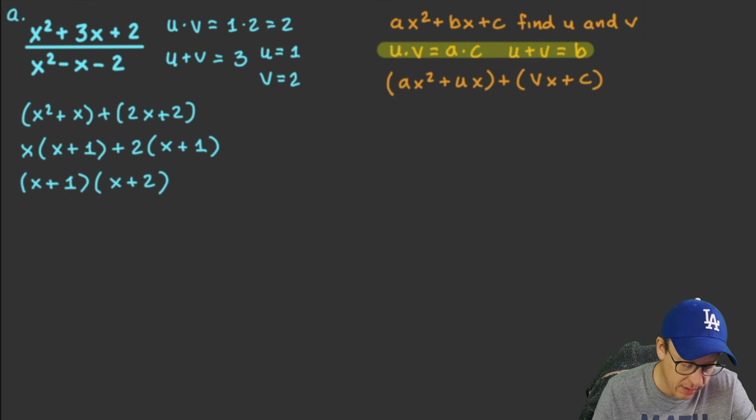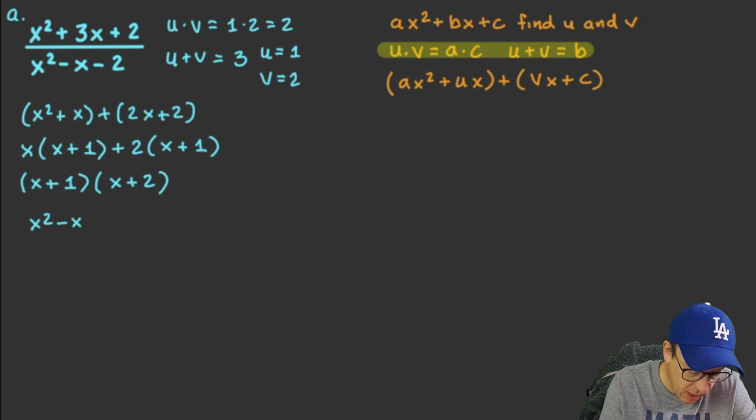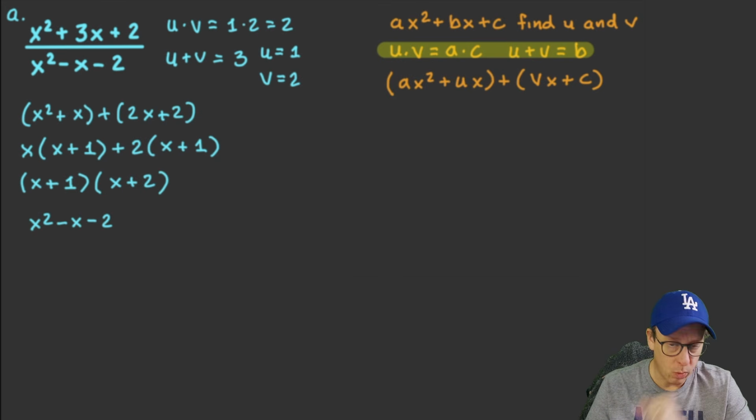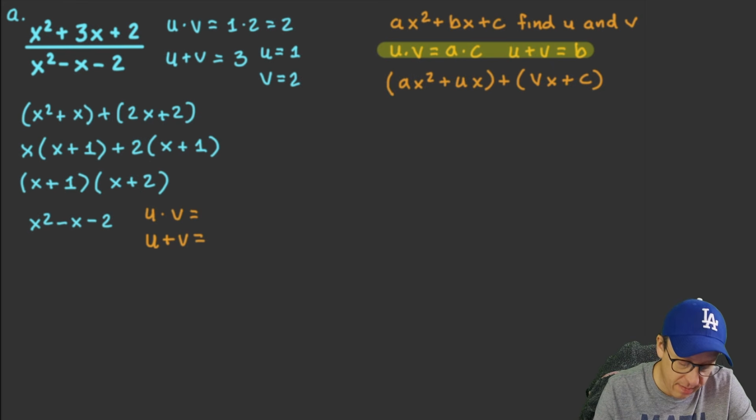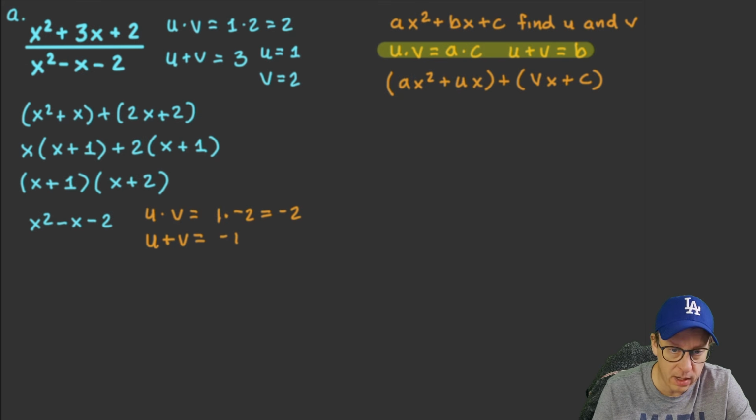So now we want to factor x squared minus x minus 2. Let's just rewrite it down. We're going to factor same as before. In this circumstance, let's write u times v is equal to, and u plus v is equal to. If we have a value of 1 for our u value and a value of negative 2, this is going to work for us. 1 times negative 2 is equal to negative 2. And u plus v is going to be equal to negative 1. So you can see that all of those fit in.